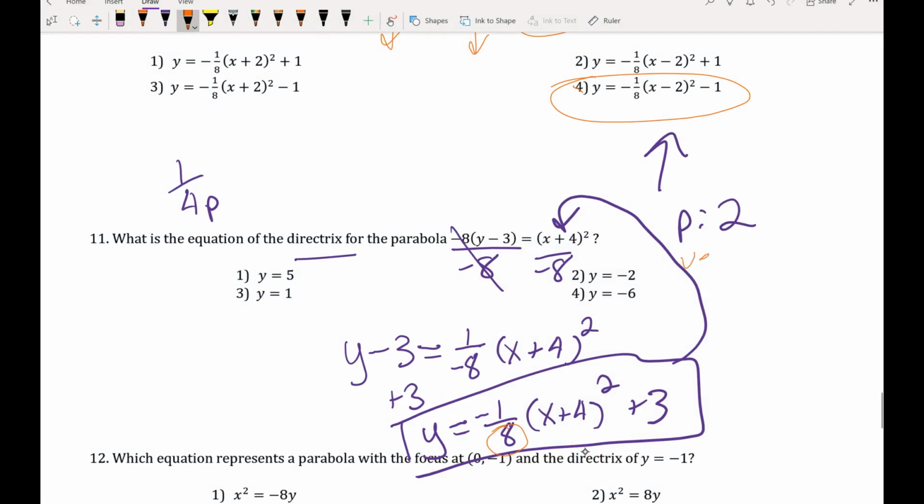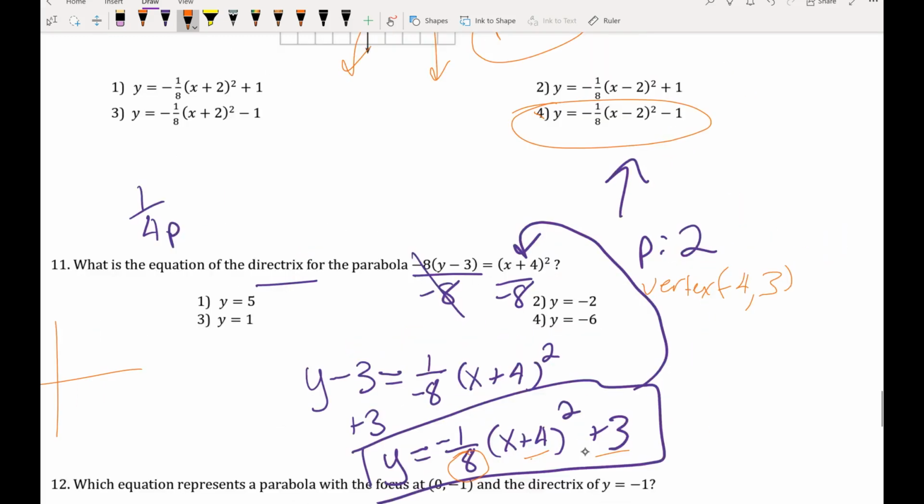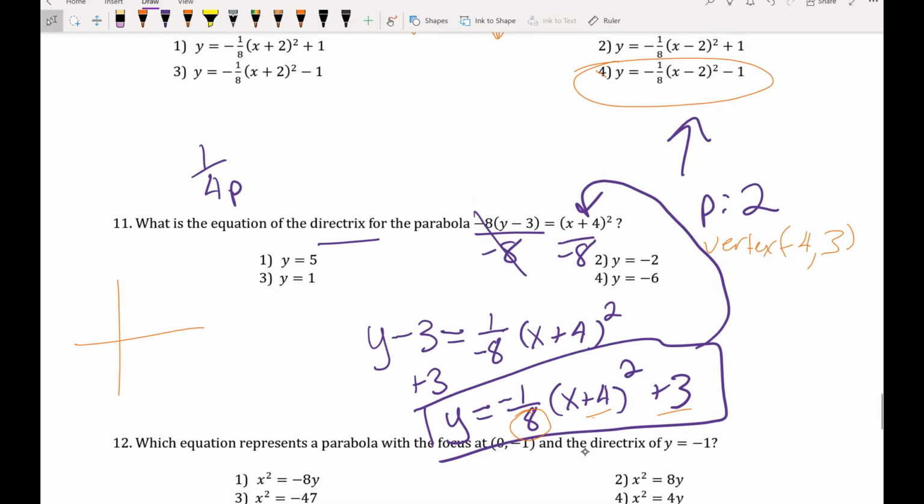So I know my vertex is at -4, 3, because I see a +4 and a -3 there. So I'm going to just sketch a picture. Doesn't have to be perfect. So -4, 3 means left 4 and up 3, so somewhere over there. And I know this parabola opens downwards because it has a negative leading coefficient, that -1/8 out in front.